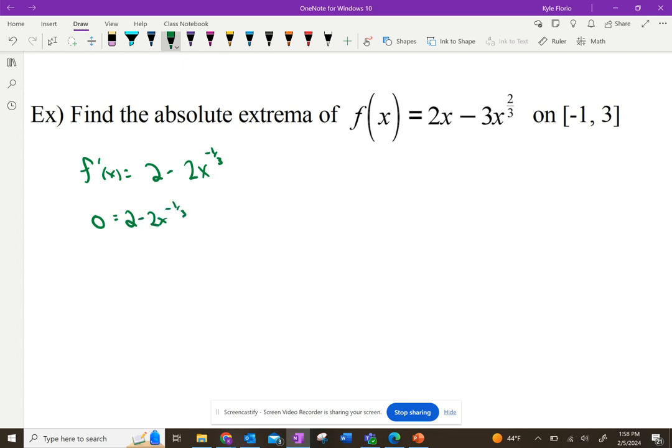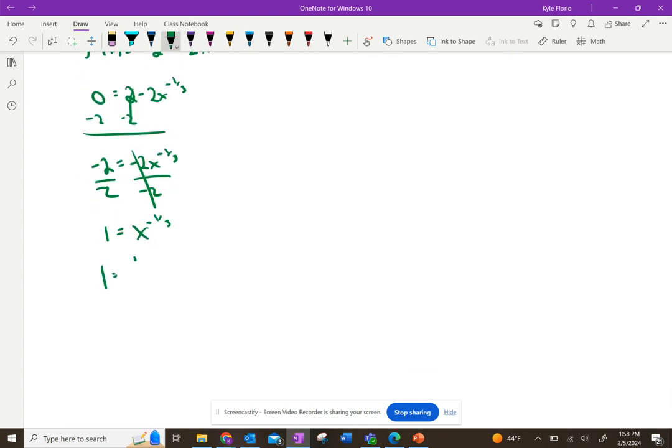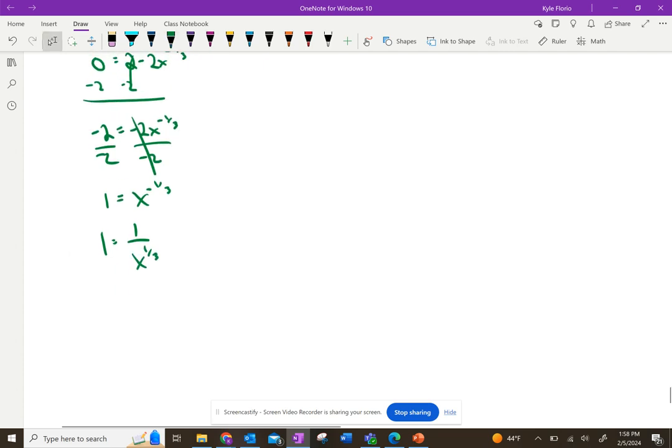So let's find out where it's 0. I'm going to subtract 2 on both sides. So I get negative 2 equals negative 2x to the negative 1/3. Divide both sides by negative 2. So I get positive 1 equals x to the negative 1/3. This is equivalent to 1 over x to the positive 1/3. Multiply both sides by x to the 1/3.